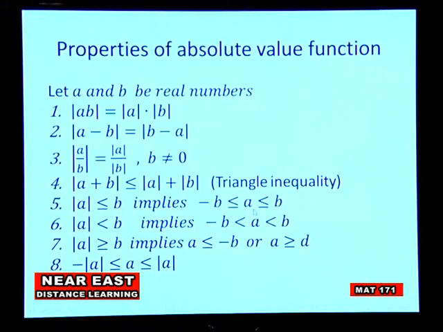So also minus B less or equal to A less or equal to B is implying that absolute value of A is less or equal to B. So it's if and only if. If this happens, this happens. If this happens, this happens. So 5 is saying absolute value of A is less than or equal to B implies that.